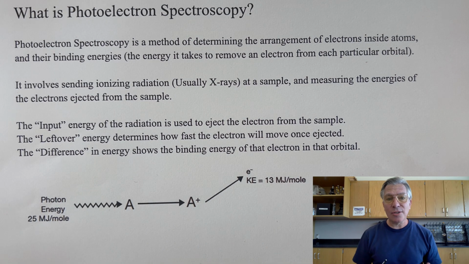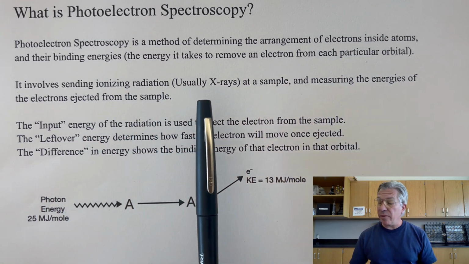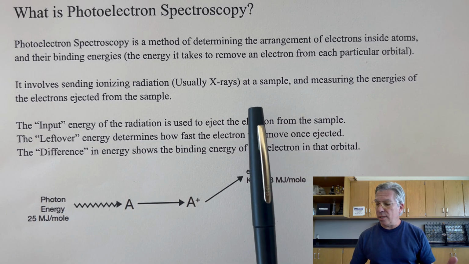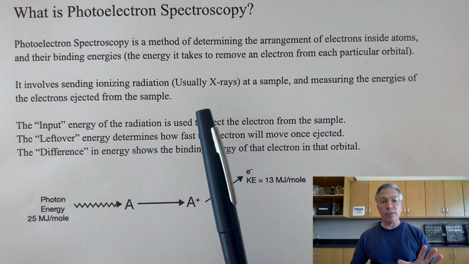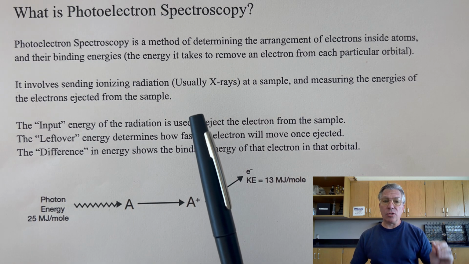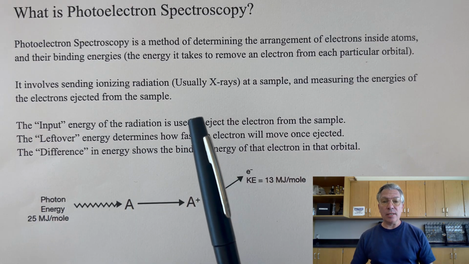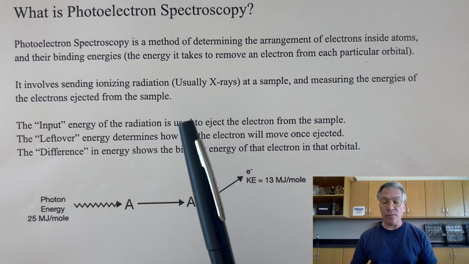Okay, first, let's talk about what is photoelectron spectroscopy. Photoelectron spectroscopy is a method of determining the arrangement of electrons inside atoms and their binding energies, which is the energy it takes to remove an electron from each particular orbital. We've learned from Coulomb's law that electrons are attracted to the nucleus, and the closer they get to the nucleus, the more binding energy they have, and the more energy is required to remove them.